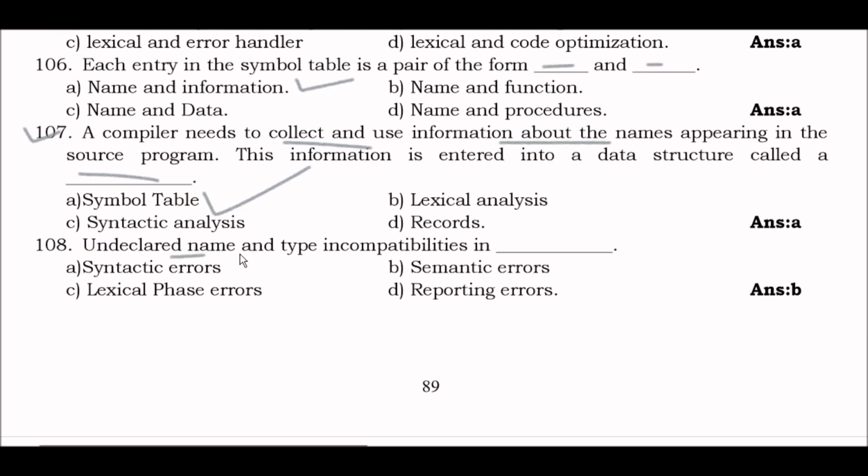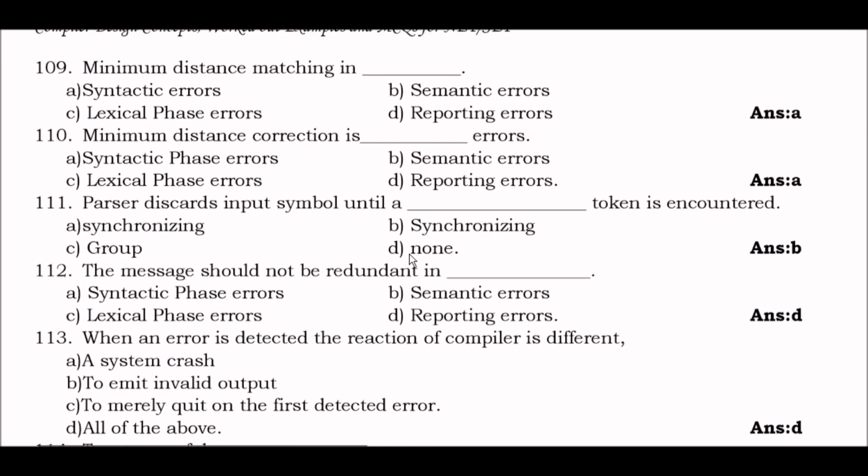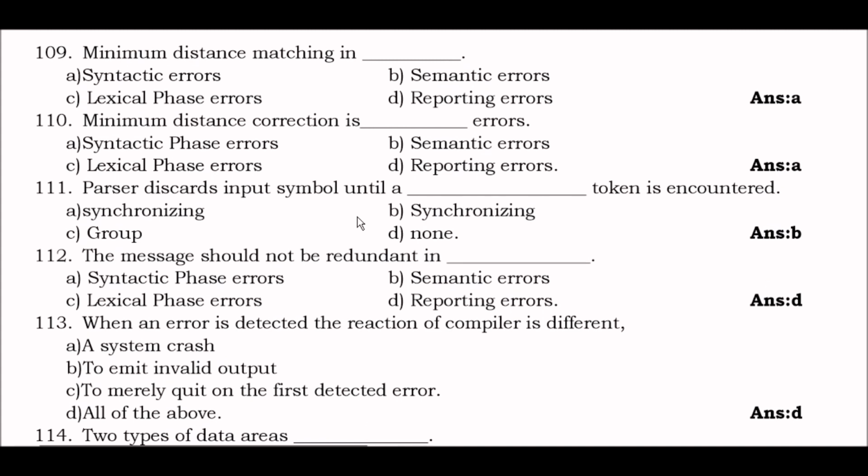Next question. Undeclared name and type incompatibilities are included in option B, semantic errors. The right answer here is option B. Next question. Minimum distance matching in syntactic errors. So the right answer here is option A, syntactic errors.